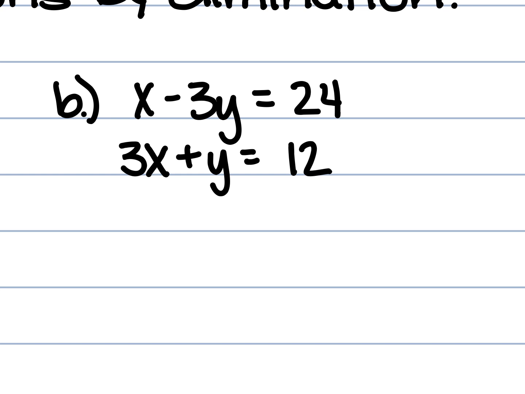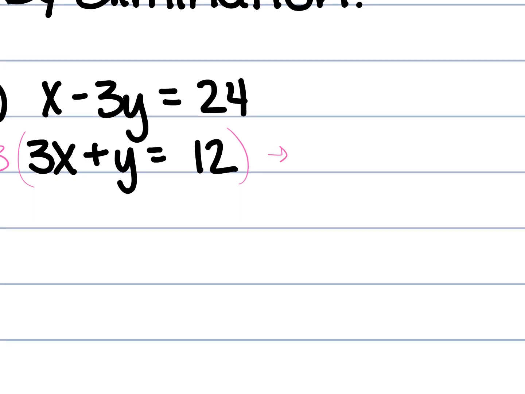We could do that. It doesn't matter. There's more than one way, more than one right way to do this. You can multiply the top one by -3 and get your x's to cancel. Or we can multiply the bottom one by +3 and get the y's to cancel. Doesn't matter. So let's multiply the second one by 3.